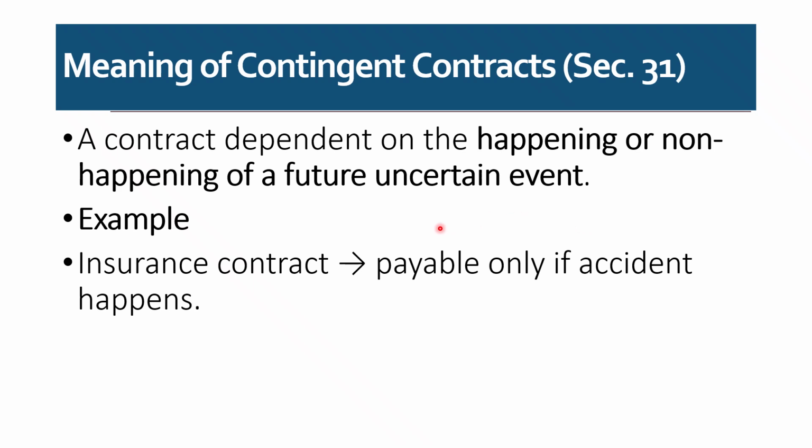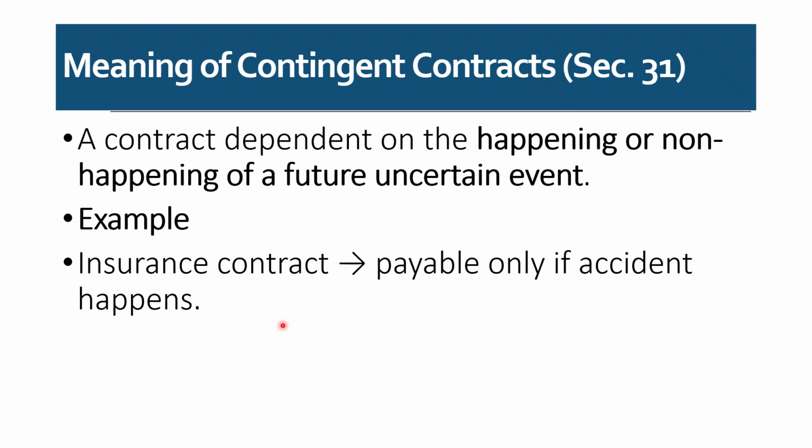We understand that a contingent contract is a conditional contract. The promise becomes enforceable only if a future uncertain event occurs. For example, insurance contracts. Why do we take a life insurance? Because of the uncertainty. Only if a person would die in an accident or due to any health reasons, then only the insurance amount would be paid. So it is only payable if the accident happens.